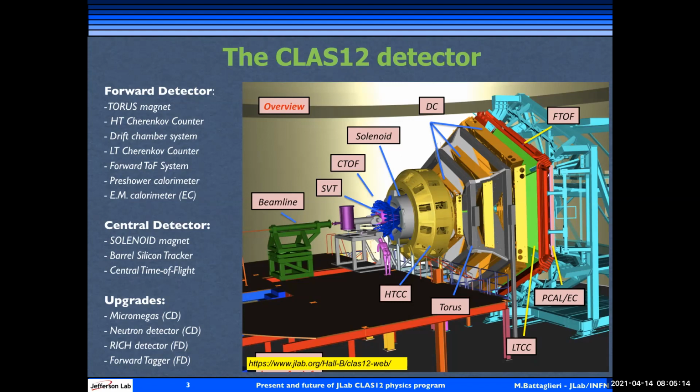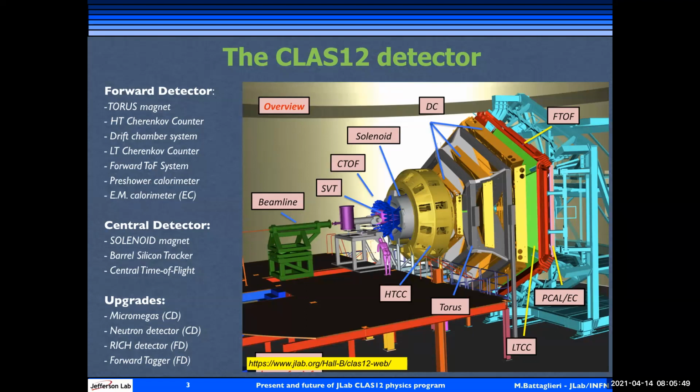The central detector is based around a solenoid magnet up to 5 Tesla. This is mainly meant to shrink the Møller electrons produced by the primary beam with the target, and focus them within the beam line. But together with that, it is also instrumented with the barrel silicon tracker and central time of flight in order to measure the hadrons produced at large angle, larger than 45 degrees, and then cover mainly the backward hemisphere of the scattering.